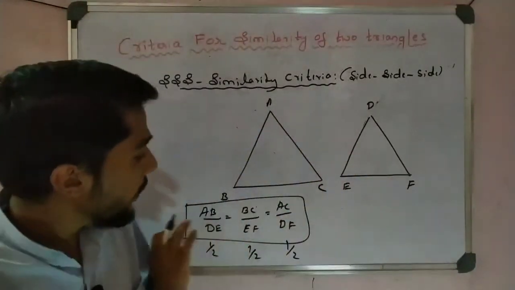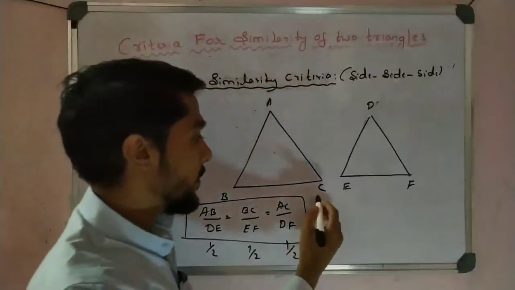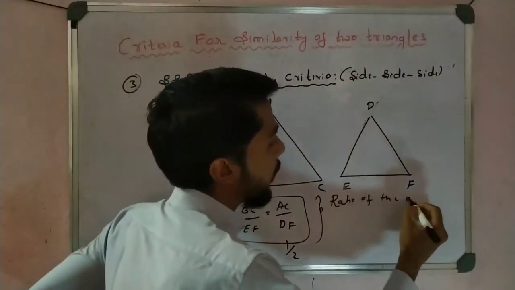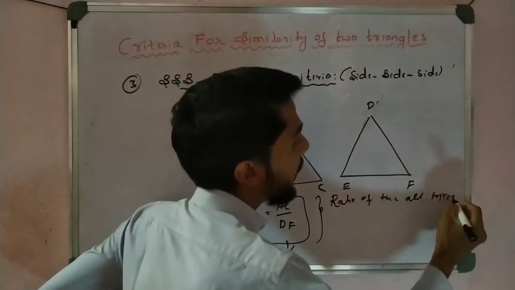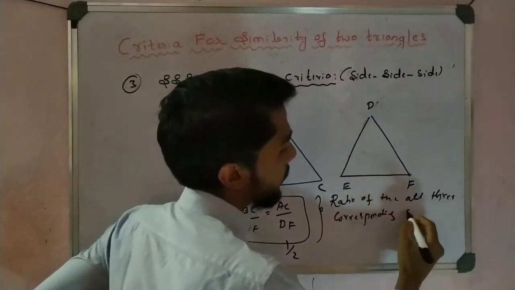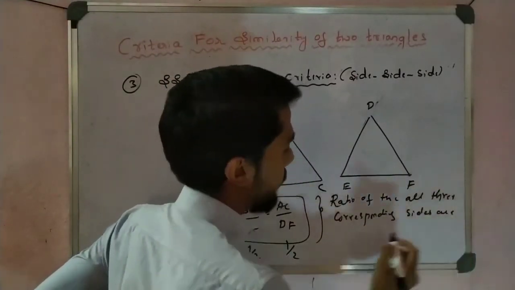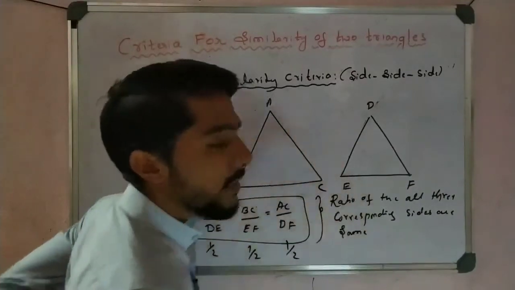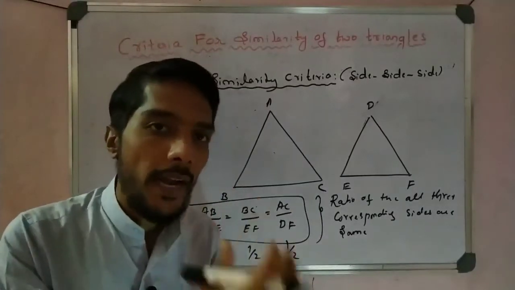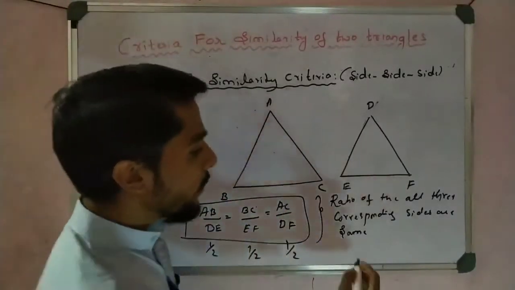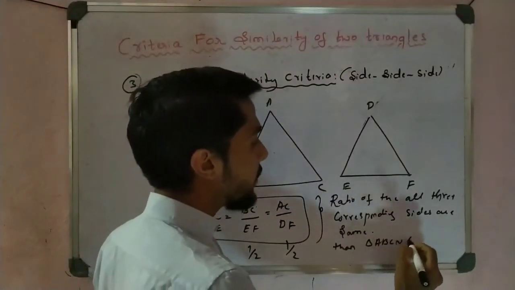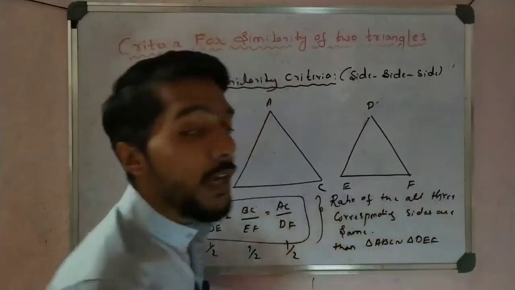Then what happens if the ratio of all three corresponding sides is the same? Or we also say that the corresponding sides are in equal ratio. All corresponding sides are in equal ratio, then we say that triangle ABC is similar to triangle DEF. That is the third concept.